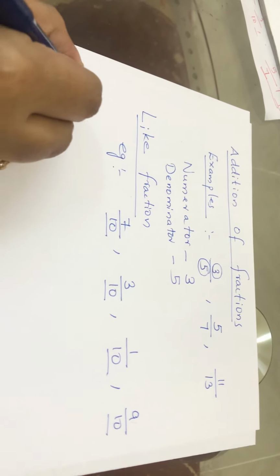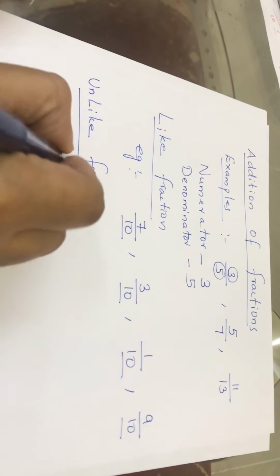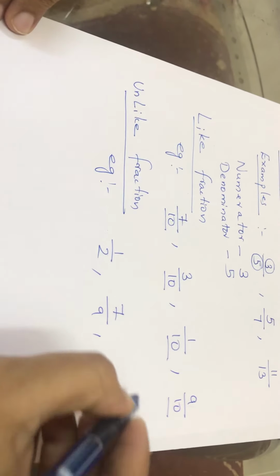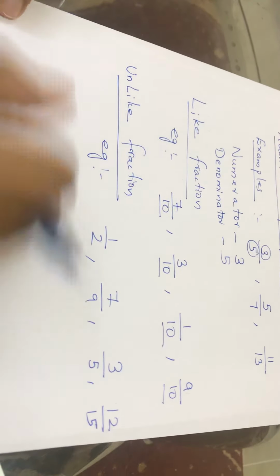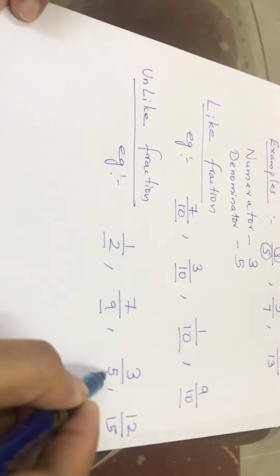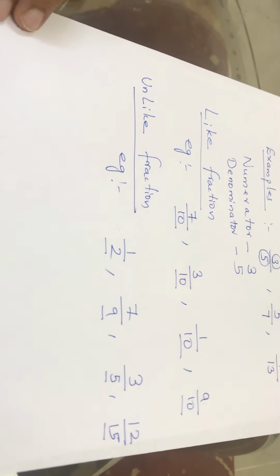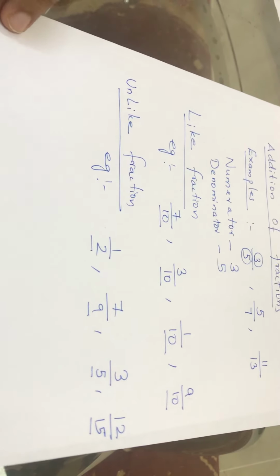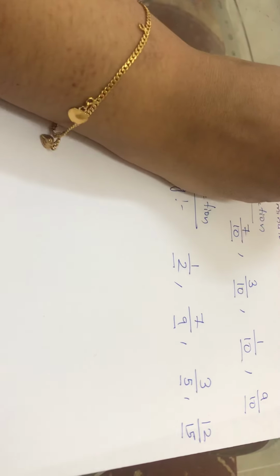Now another type of fraction is called unlike fraction. What is an unlike fraction? Examples: 1 by 2, 7 by 9, 3 by 5, 12 by 15. See, in these fractions the denominators are different: 2, 9, 5, 15. So they are called unlike fractions. So we have two types of fractions: like fractions, which have the same denominators, and unlike fractions, which have different denominators.